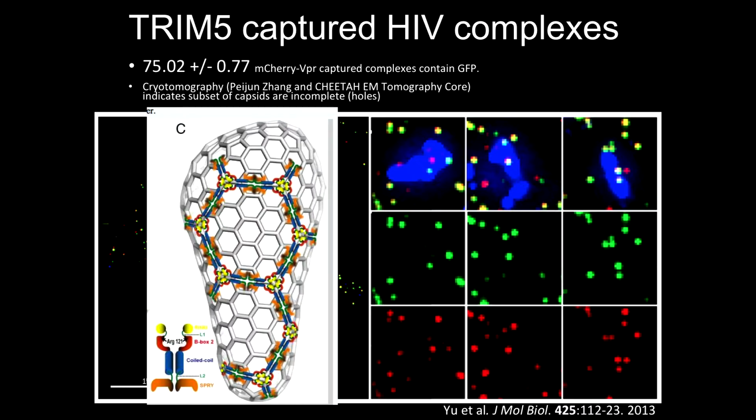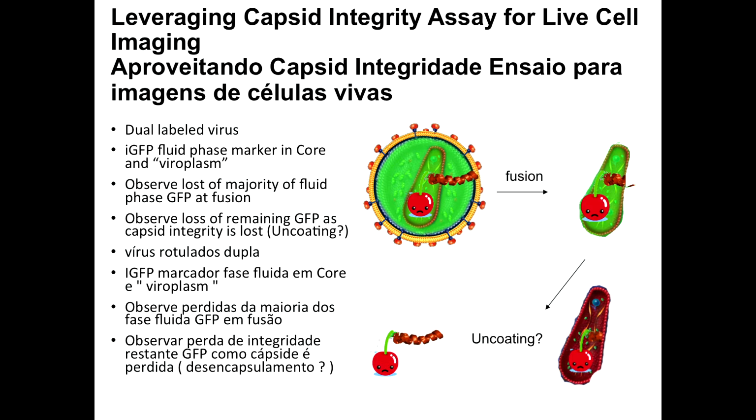So we're going to try to leverage this capsid integrity, the ability to hold GFP in the core, and to follow this in a living cell. So the idea is you have the fluid phase marker spread throughout the virion. Upon fusion, you're going to lose most of that. The area of the cone is only about 20% of the total volume. So then you're going to go to less of the GFP, and then we have a cherry labeled VPR. And then when the cone starts to lose its integrity, you'll see the GFP leaking out.